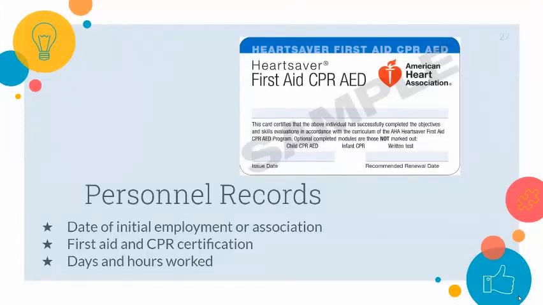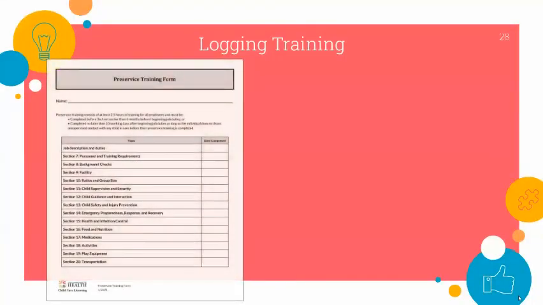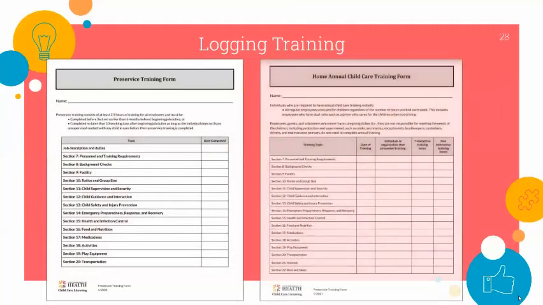Personnel records. Keep a record of the date of initial employment or association with anyone who works at your facility, first aid and CPR certification for those that need it, and days and hours worked. Logging training. The provider shall keep documentation of each individual's pre-service training on site for review by the department and shall ensure that the documentation includes at least the following: training topics, date of the training, and total hours or minutes of the training.